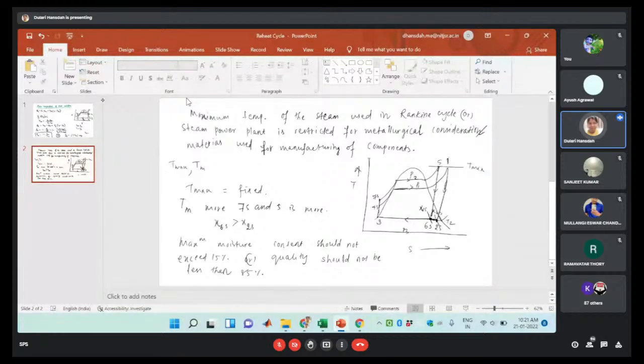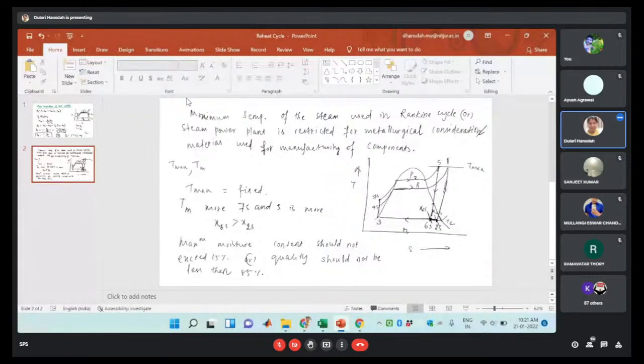So the expansion process should take place in the single phase or vapor region only. There should not be much moisture content in the turbine. So here you see it is less, and here it is very high. So what will it be at the last stage of the turbine expansion process? You will have more moisture content.